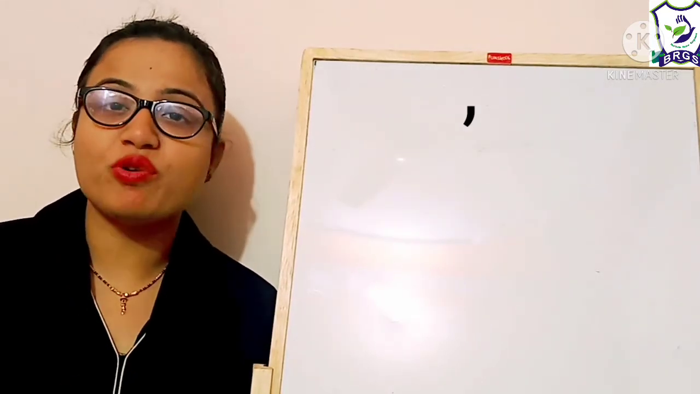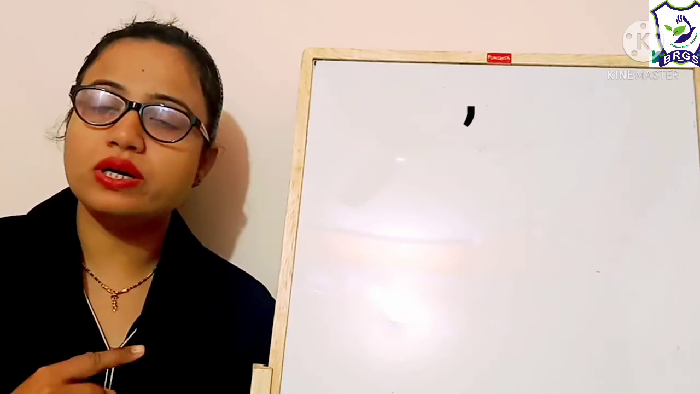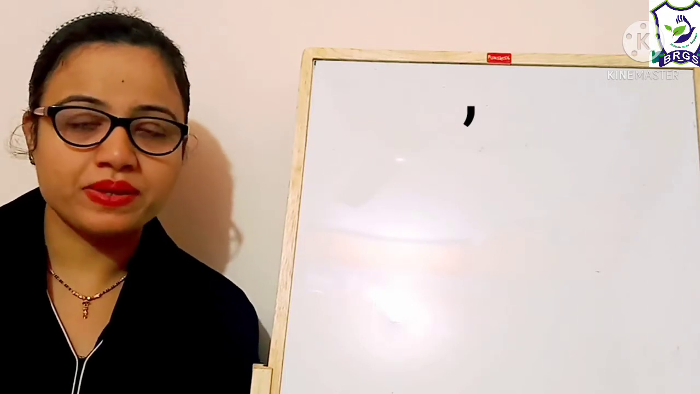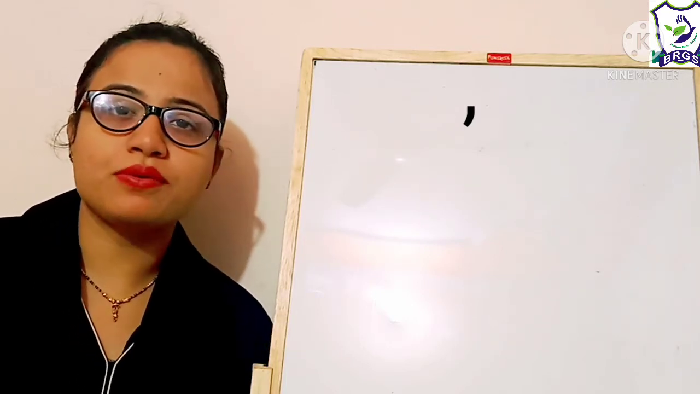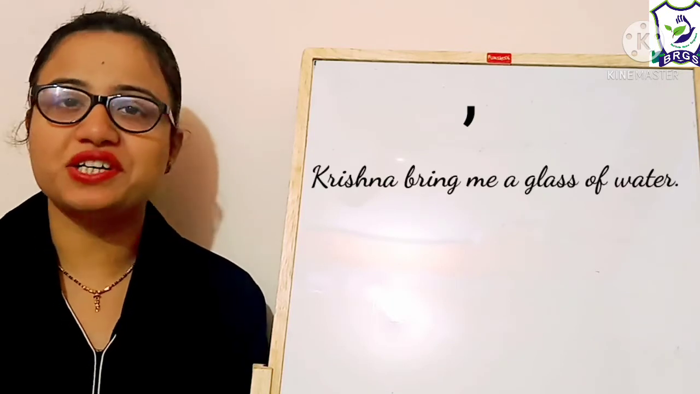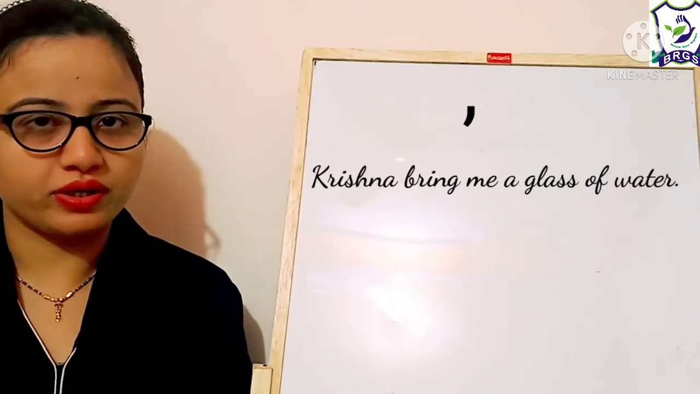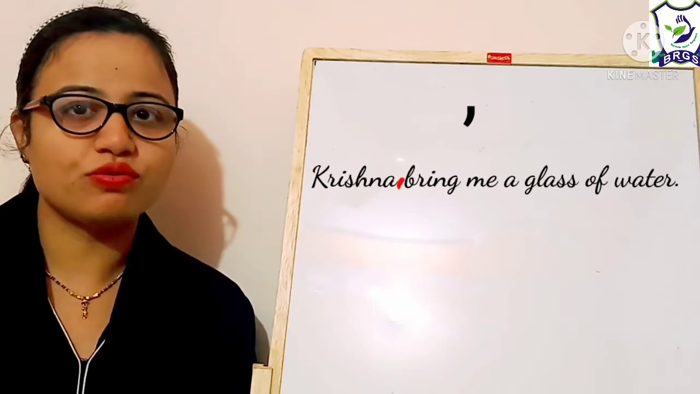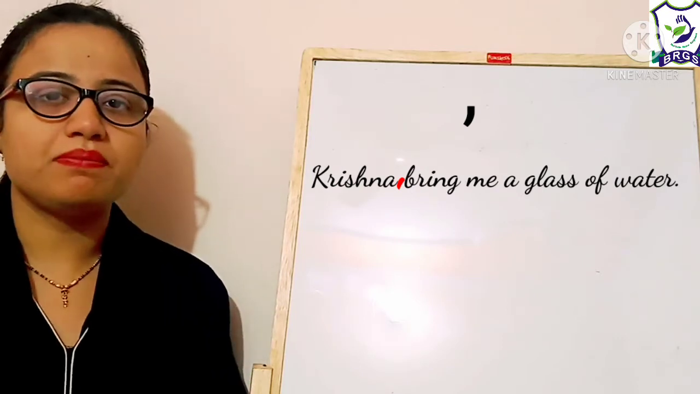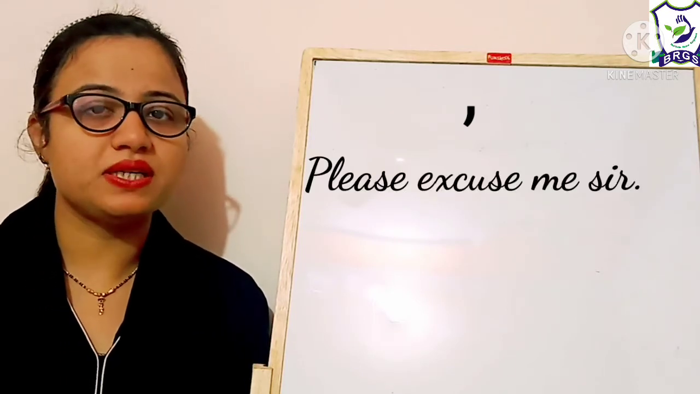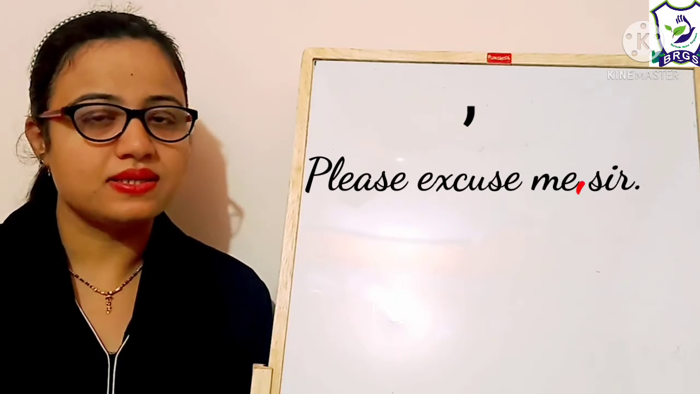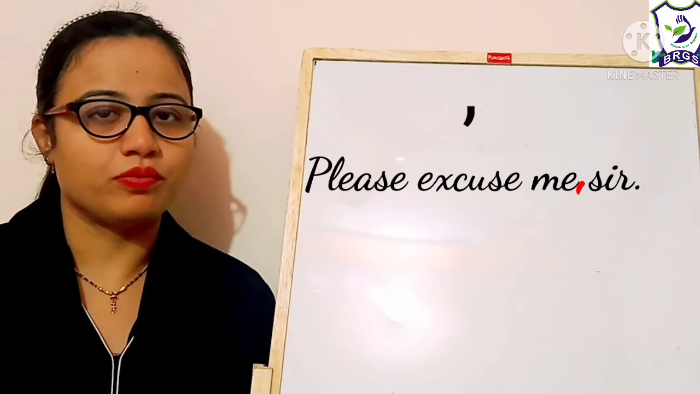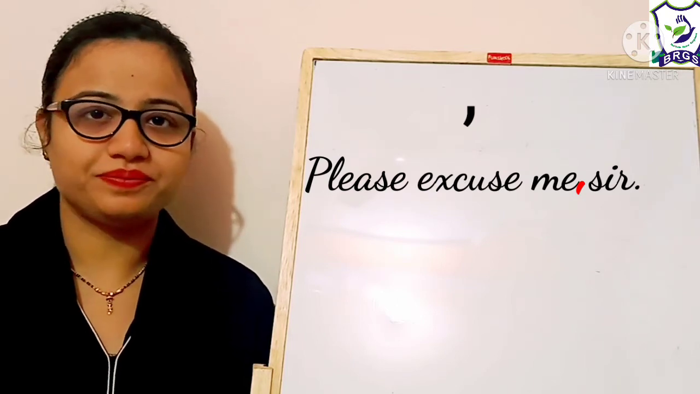We also put a comma to separate someone's name, title or designation from the rest of the sentence. सेंटेंस में अगर कोई नेम है तो उसे सेपरेट करने के लिए हम क्या यूज करते हैं, कॉमा यूज करते हैं। लाइक कृष्णा ब्रिंग मी अ ग्लास ऑफ वाटर, हियर आफ्टर कृष्णा विल पुट अ कॉमा, कृष्णा, ब्रिंग मी अ ग्लास ऑफ वाटर, राइट। सिमिलरली प्लीज एक्सक्यूज मी सर, हियर प्लीज एक्सक्यूज मी, देन कॉमा सर। In this way we'll separate the name or designation from the rest of the sentence. Okay, children?